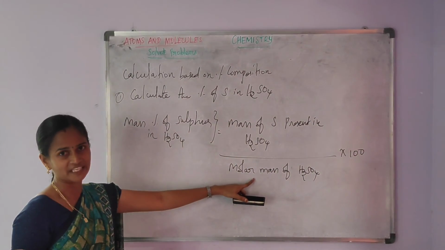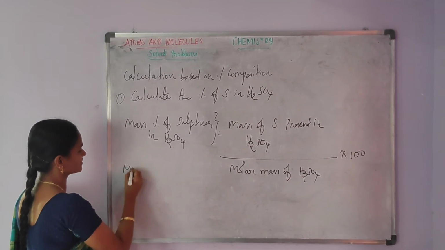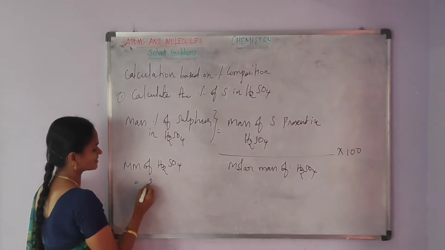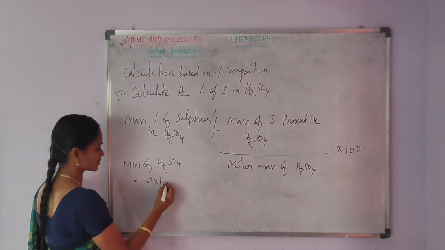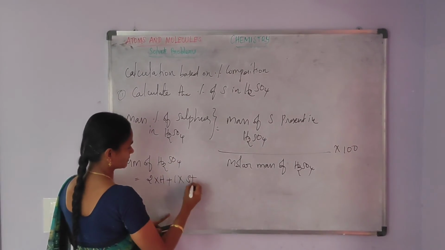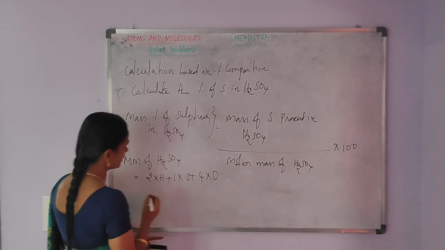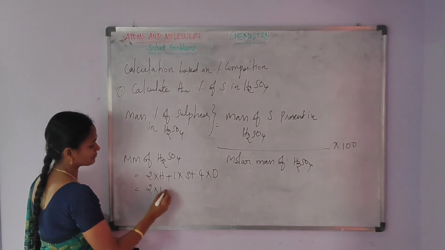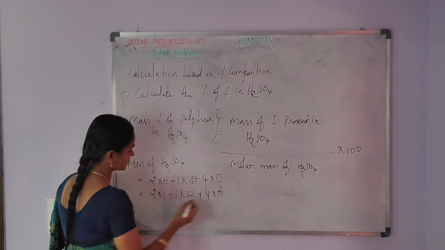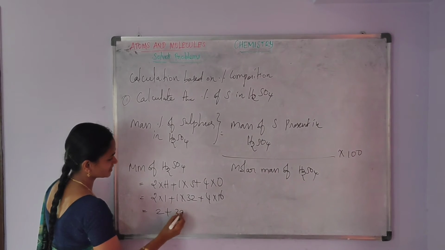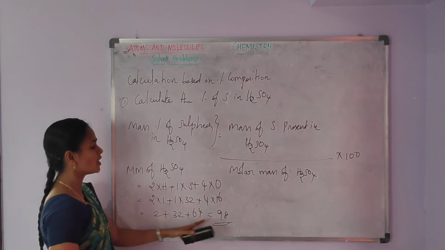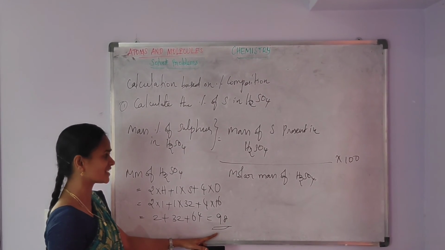First of all, we want to find the molar mass of sulfuric acid. Sulfuric acid contains 2 hydrogen atoms, 2 into H, plus 1 sulfur atom, 1 into S, plus 4 oxygen atoms, 4 into O. Atomic mass of hydrogen is 1, sulfur is 32 and oxygen is 16. So 2 plus 32 plus 64 is equal to 98. So molar mass of sulfuric acid is 98.